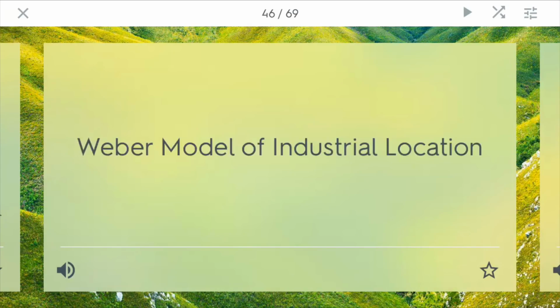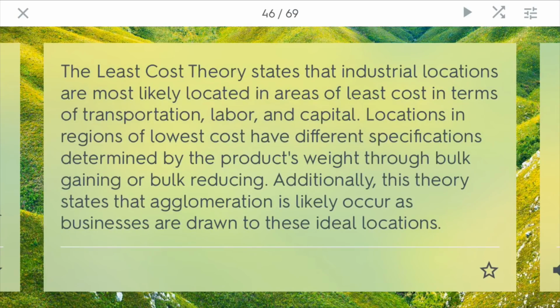Weber model of industrial location. This goes along with the least cost theory, and it states that industrial locations are most likely to be located in areas of least cost in terms of transportation, labor, and capital operating costs. Locations and regions of lowest cost have different specifications that are determined by the product's weight through bulk gaining or bulk reducing. It really depends heavily on the product that's being produced or traded.